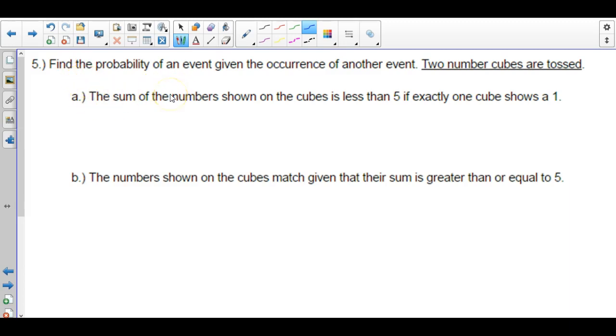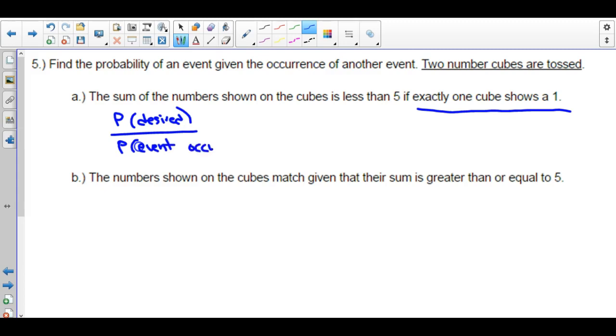So this is given that one event already occurred, and what it's going to do is increase your chances of another event happening. So I'm going to find the probability that the sum of the numbers shown on the cubes is less than 5 if exactly one cube shows a 1. So what you want to do is take the probability of your desired outcome over the probability of the event that already occurred. I missed an R. Let's put an R right there.